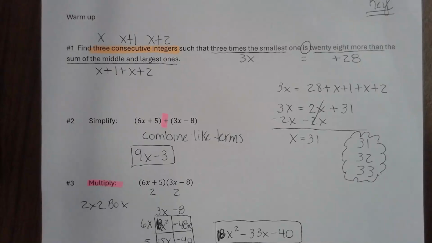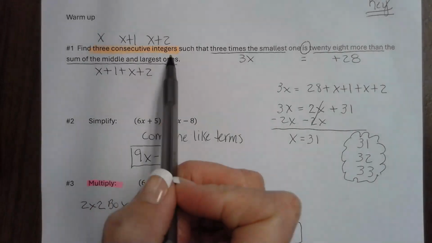Definitely could show up on your quiz. I mean, I'm just going to say we are 100% on this. Okay, 100% on this. Quiz on Tuesday, 100%. You're going to have problems like these. Test, 100%. So, 3 consecutive integers.